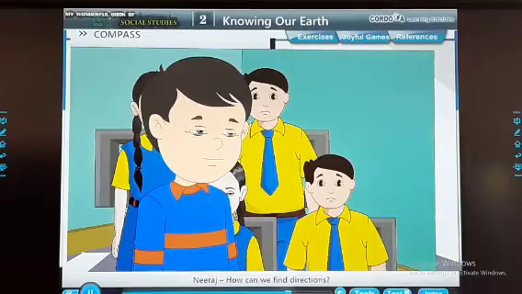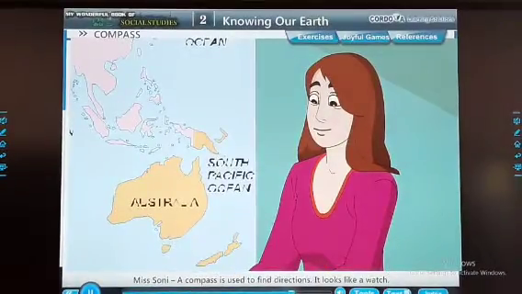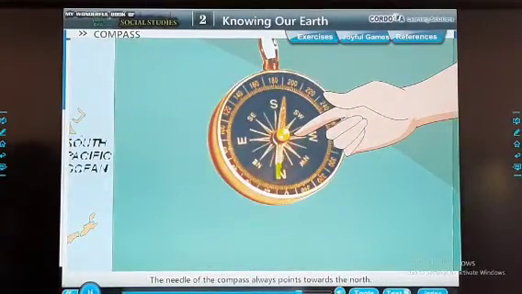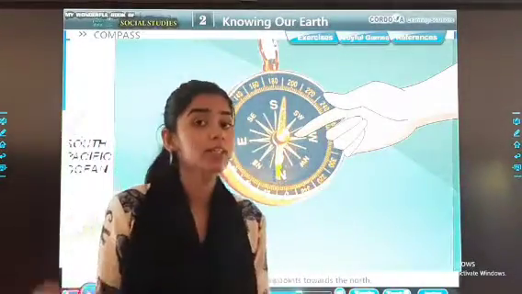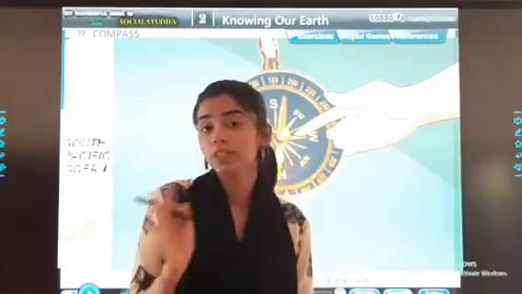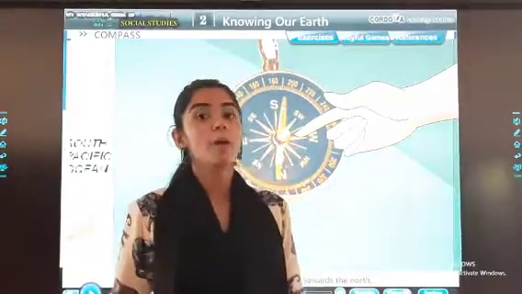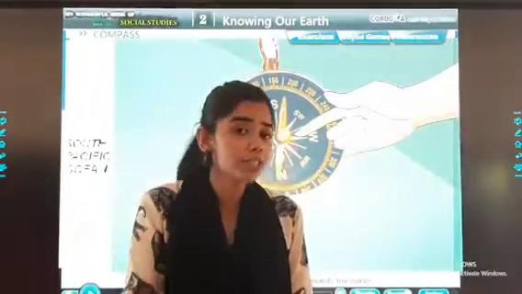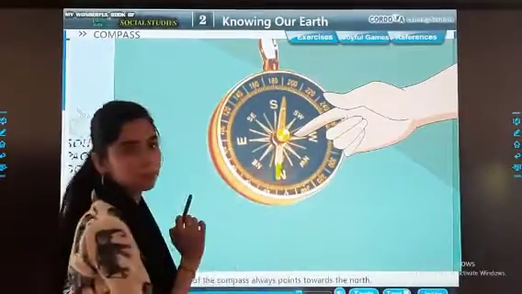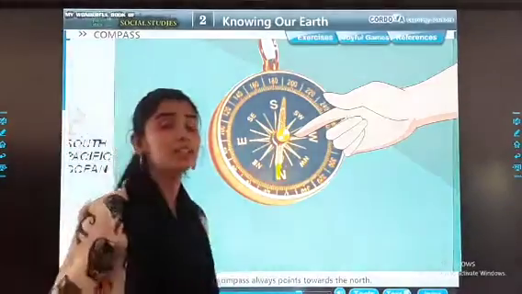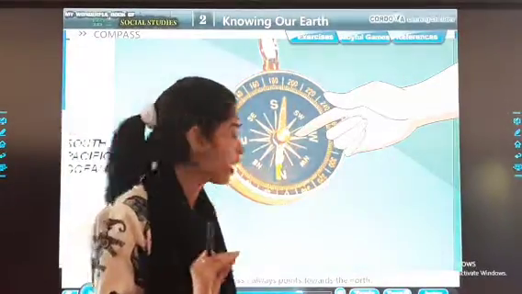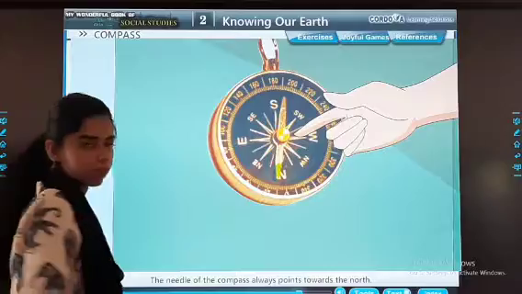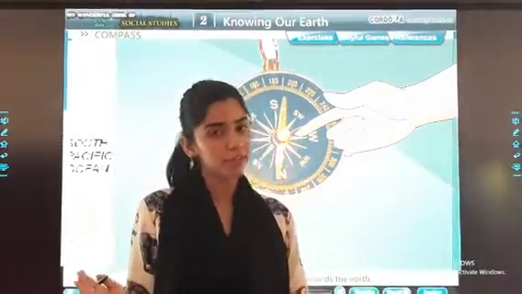Compass. Neeraj: How can we find directions? Miss Soni: A compass is used to find directions. It looks like a watch. The needle of the compass. Now see, we know that it is important to know directions, and with the help of directions, we can find out things. But sometimes we may get confused as to how to find directions. हम directions को कैसे find out करें? So this is a compass. You can look at the picture. This is a device used to find out the directions. The needle of the compass always points towards the north. Okay? Needle जो है वो हमेशा north side में रहता है.